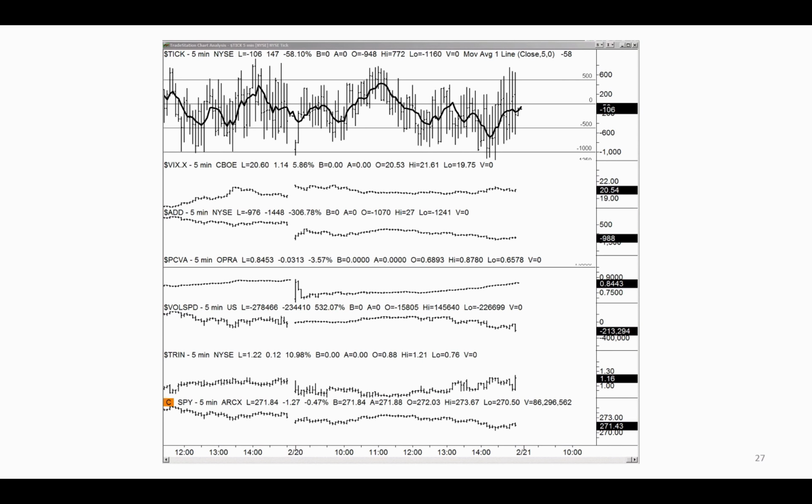And so a couple things on here that I want you to see. So we've got the tick. Notice the 5-minute chart. Then we got the VIX, ADD, PCVA, vol spread, trend, and then of course here's the spiders. So a couple things here that we want to focus on. All right, the tick, that's the NYSE tick, and that measures the buying and selling pressure. Okay, here is a 5-period moving average of that, and I'm going to talk more about that shortly because that's really important.